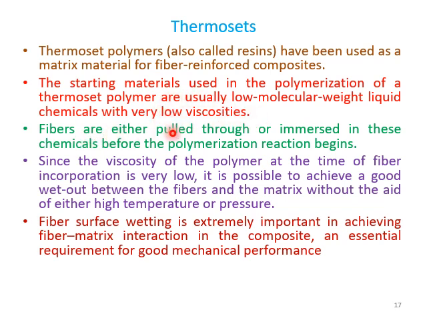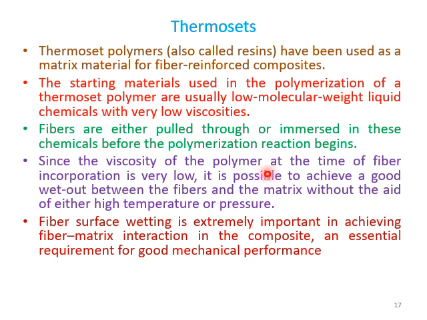So fibers are either pulled through or immersed in these chemicals before the polymerization reaction. So we'll be looking into these processes of fiber pulling through or immersing in chemicals, right? So different processes for production of composites using thermoset resin in which the fibers are pulled through or immersed in chemicals are filament winding and pultrusion. These two processes we'll be discussing when we go into the fabrication of the composites.